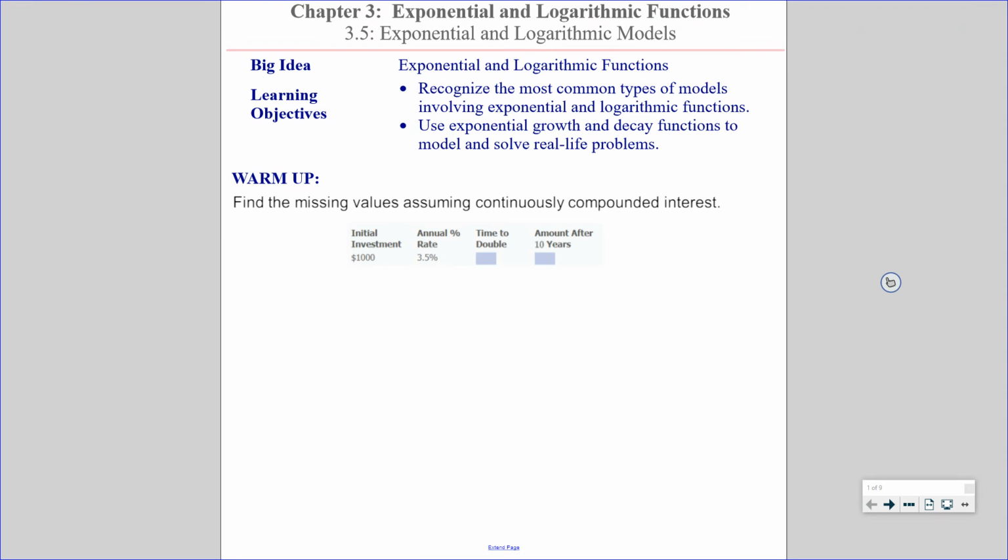All right, students are working on this warm-up problem. Find the missing value assuming continuously compounded interest. That's our PERT formula. My initial investment is $1,000. That'd be my principal. My annual interest rate is 3.5%, so 0.035 as a decimal. We're first going to figure out how long, or time, it takes for our investment to double, which, double 1,000, would be 2,000.